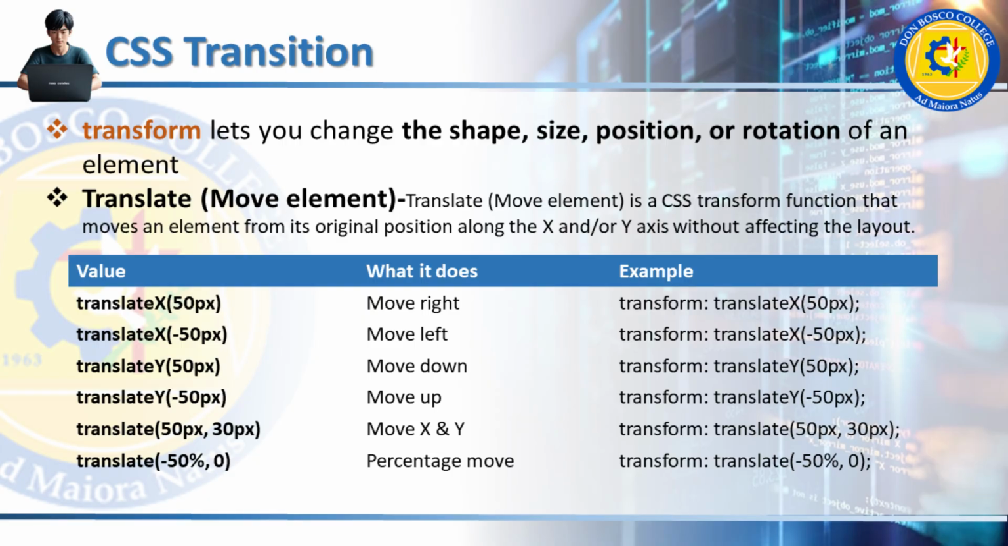translateX(50px) moves the element 50px to the right, while translateX(-50px) moves it 50px to the left. translateY(50px) moves the element down, and translateY(-50px) moves it up. You can also use translate(50px, 30px) to move the element along both the X and Y axes, or translate(-50%, 0) to move it using percentages. Please watch the demonstration to see how these translations are applied.